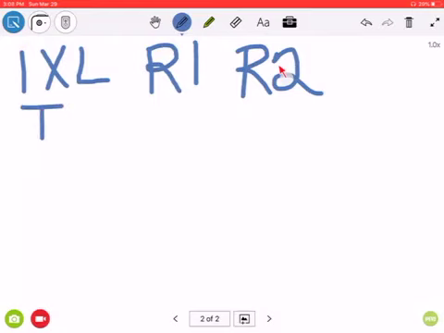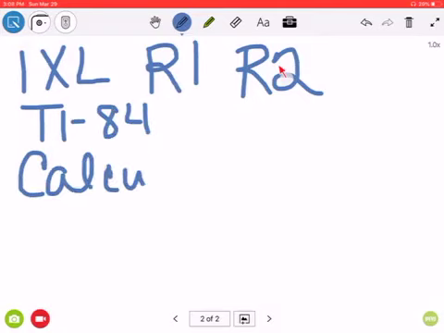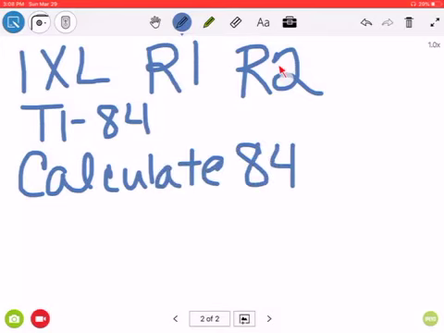If you have downloaded the TI-84 app that's called Calculate 84, it may help you if you can't figure out what we're doing here today. So it's easier just to try to look at the problem and do it, but if you have trouble, you can download that app and take care of it that way.